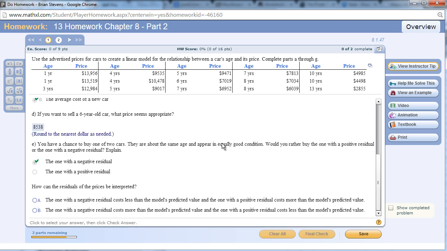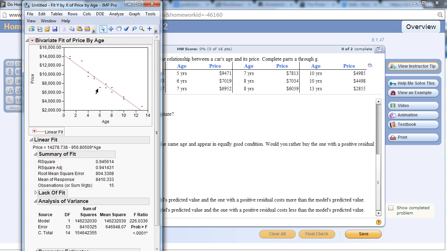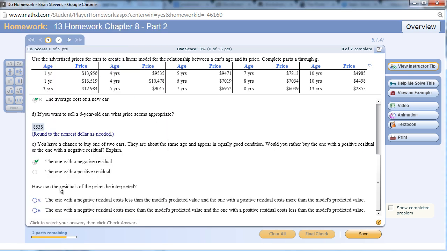How can the residual of the price be interpreted? The one with the negative residual costs less than the model predicts. We can see that right here. This one has a negative residual, and the model predicts that it's going to cost more. It costs less than the model predicts. Once again, this car right here costs less than the model predicts.